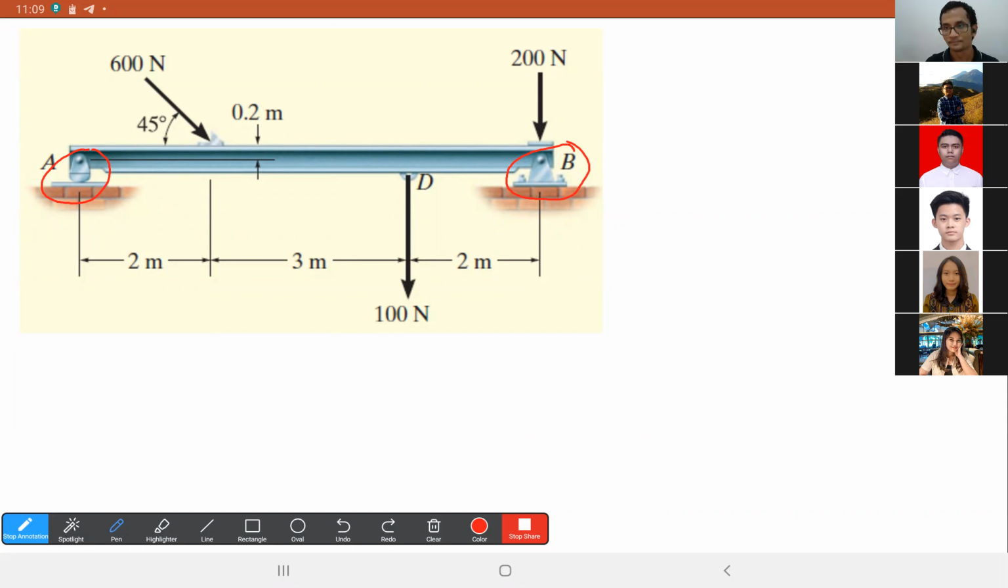Matthew? Wait, I'm not talking about anything else. But the direction of force which can be produced due to joint A and joint B at point A and point B.